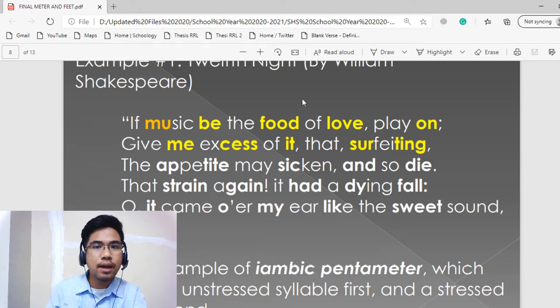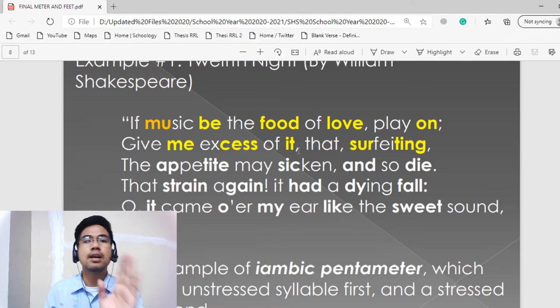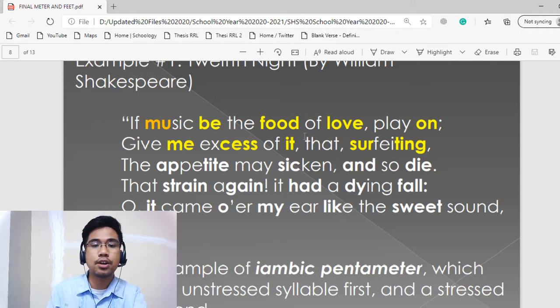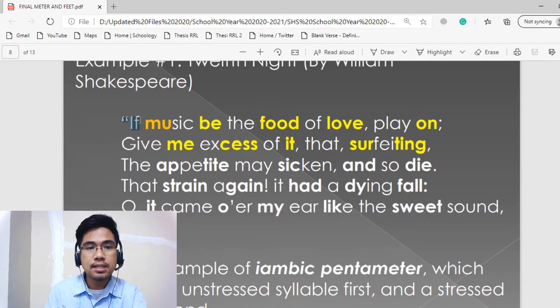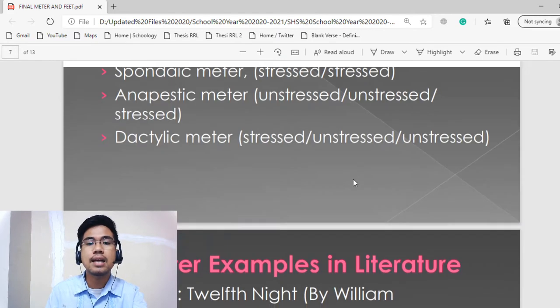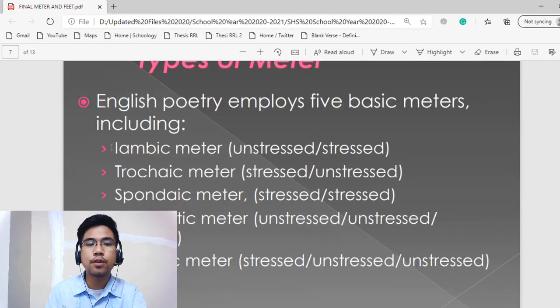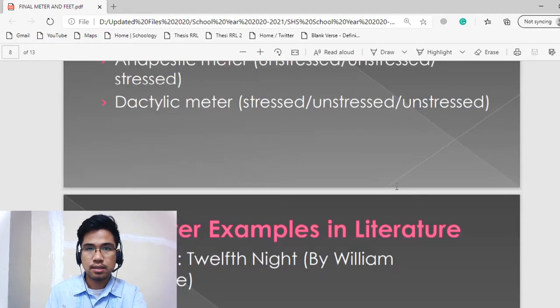So we are going to have that way. That's how you read that, okay? Signifying the unstressed and stressed syllabic pattern. Doing so, we will now know that this is an example of an iambic pentameter. Why? Because it contains unstressed syllables first and then a stressed syllable second. Meaning, this is the unstressed, this is the stress mark. Unstressed, stress. Meaning, it's iambic. Going back to the pattern of iambic meter, it's unstressed, stressed. I hope you get that.